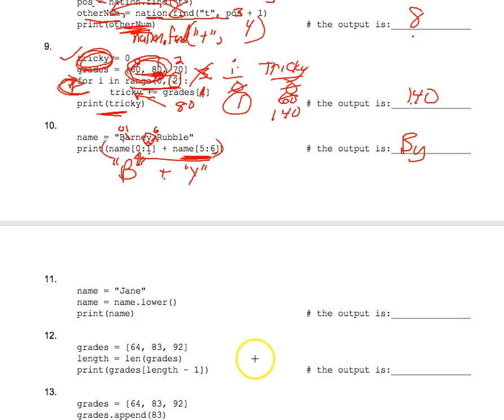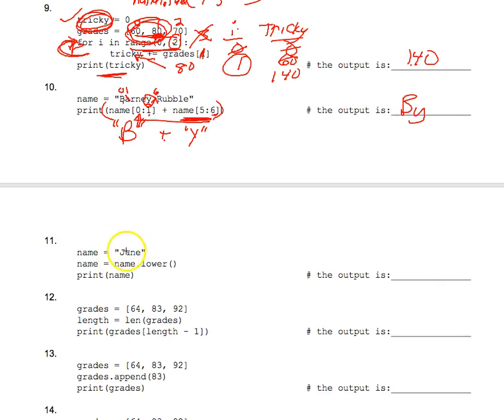Number 11, the variable name is equal to Jane, but then in this line of code, we're making it all lowercase, and that's plugging in for name, and then we're printing name. So we're printing the lowercase version of Jane.